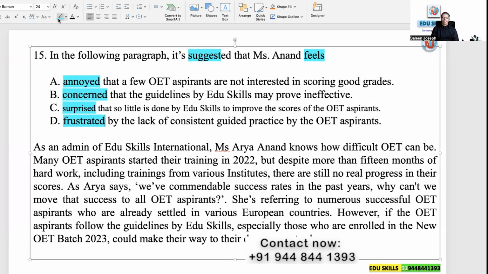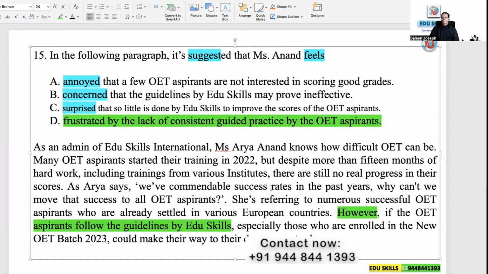This is created by me. This is not from any material. To give you an idea: it happened every day to us. Now, any idea about the answer? The answer will be after the contrast word. However, so the answer will be D. D, so if aspirants follow the guidelines, which means they are not following the guidelines, right? The answer should be D.